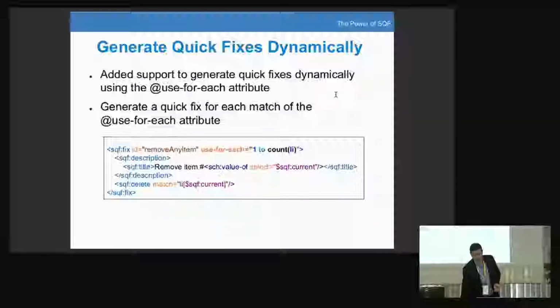Or, like in my example here, I have an XPath expression that iterates over all the list items from a list, and for each list item presents a quick fix to remove it. And this is dynamic, so if I remove one, then it will be updated automatically.